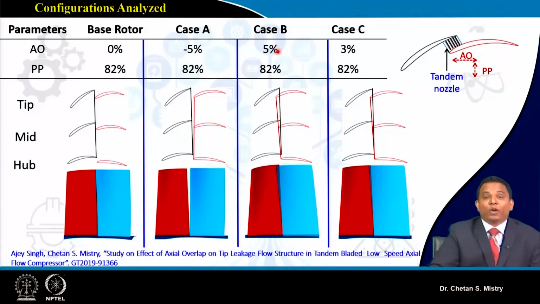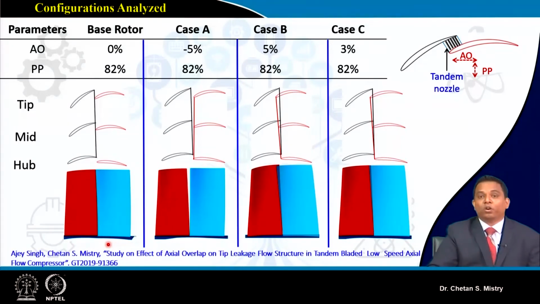In line with that, we have explored +5, which means my rear blade is moving towards the front blade. It is inclined towards the front blade near the tip region. And here this is with 3% axial overlap. More details are available in one of the Turbo Expo papers. Those who are interested can go through that.